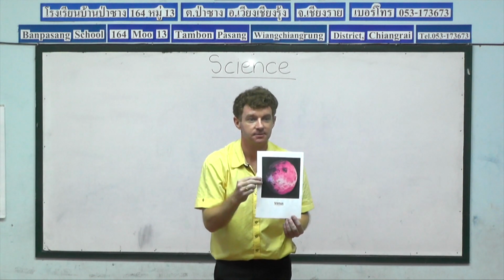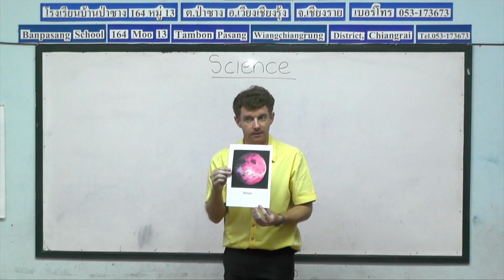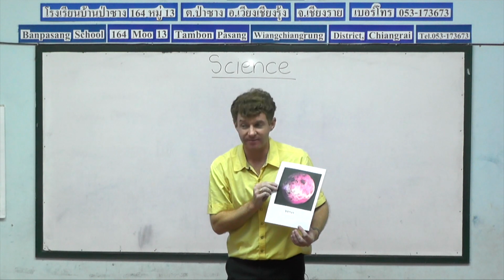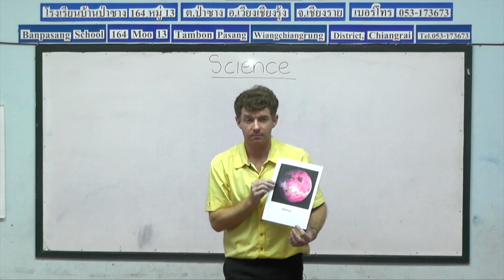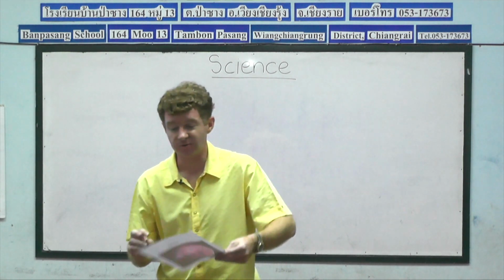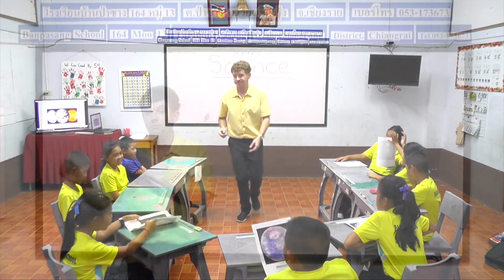Venus. Okay, this is planet Venus. Okay? What color is planet Venus? Red. Venus looks red too. But we don't call it the red planet, we just call it Venus. And this planet will go to Pak Boom. You're welcome. Next planet.